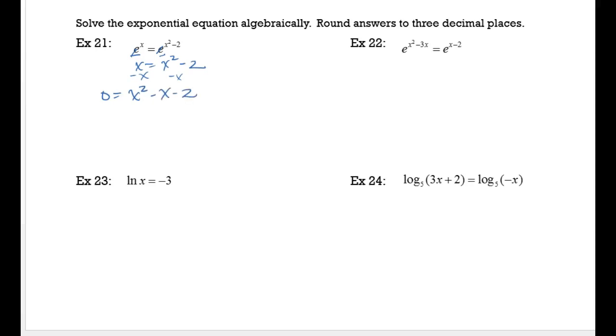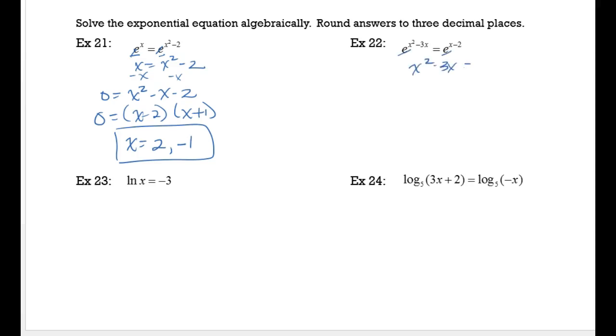And then I can factor this. This will be x minus 2 times x plus 1 equals 0. So I can solve this, that x will be 2 and x will be negative 1. So there's two solutions there. Let's look at 22. Very similar. Bases are the same, so exponents drop down. And let's consolidate, get everything over to one side of our equation, leaving x squared positive.